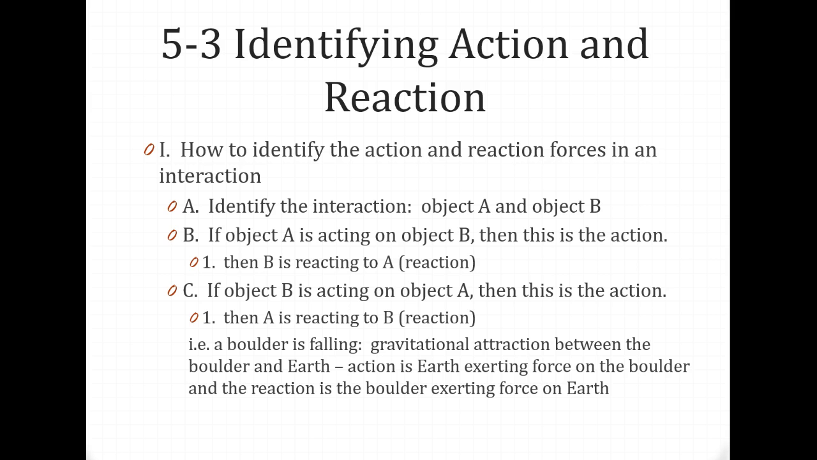So, to identify a pair of action-reaction forces, first identify the interacting objects. And if the action is A on B, the reaction is B on A. So in the case of the falling boulder, the interaction during the fall is the gravitational attraction between the boulder and Earth. If we call the action Earth exerting a force on the boulder, then the reaction is the boulder simultaneously exerting a force on Earth.